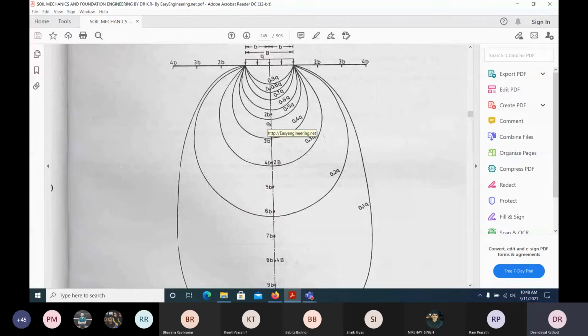Generally, suppose I want to design one building footing. Up to what depth do I have to see what kind of soil it is, whether it is a sandy or gravelly soil or a soft clay? We have so many tests. In the field we can do the plate load test, we can do the standard penetration test. Likewise, we have so many tests. Up to what depth you have to do it depends on the isobar.